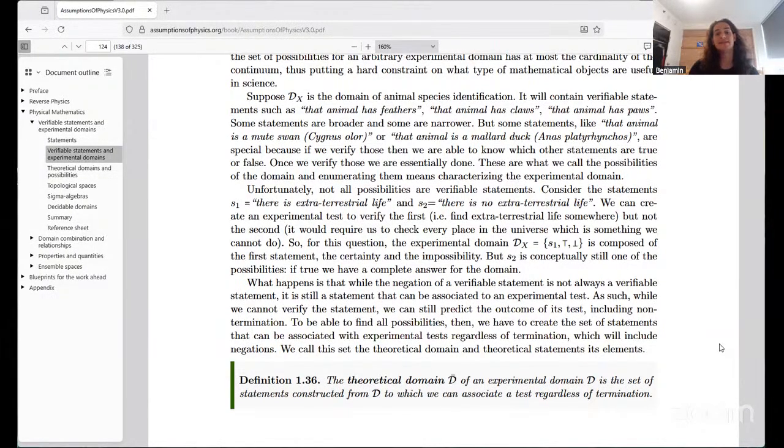Suppose that D sub X is the domain of animal species identification. It will contain verifiable statements such as "that animal has feathers," "that animal has claws," "that animal has paws." Some statements are broader and some are narrower. Some statements, like "that animal is a mute swan" or "that animal is a mallard duck," are special because if we verify those, then we are able to know which other statements are true or false. Once we verify those, we're essentially done. These are what we call possibilities of the domain, and enumerating them means characterizing the experimental domain.